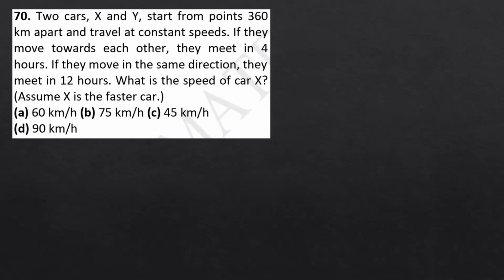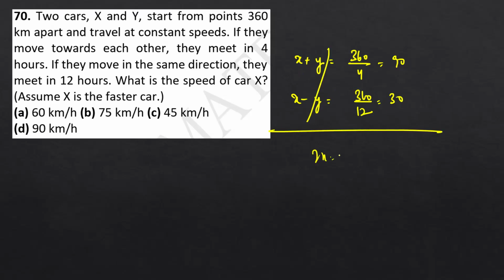the same time. Two cars X and Y start from the point 360 kilometers apart and travel at constant speeds. If they move towards each other, you add their speeds. Relative speed is the addition of their speeds. Distance by time, that is 90. So towards each other means opposite direction. If they travel in the same direction, then it is 360 by 12, which is 30. So you cancel this, 2x is equal to 120, x is equal to 60 kilometers per hour. He's asking you the speed of x.